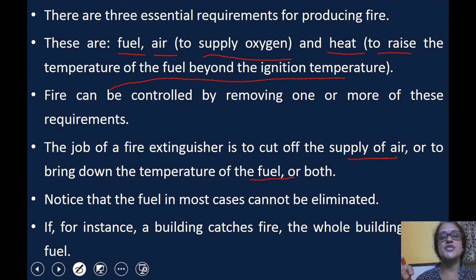Because the first condition, the combustible substance, can't be removed in each and every case. For example, a building has caught fire. Here what is the fuel? The fuel is the entire building, and it's quite obvious that the entire building can't be removed.